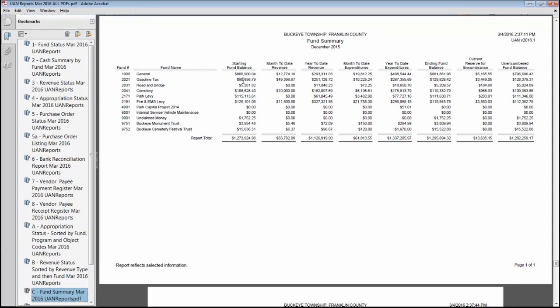So I can see what my fund starting balance was, what my month-to-date revenue, year-to-date revenue, expenditures, and ending fund balance. What are my reserves for encumbrances, or current purchase orders and blanket certificates, and what my current unencumbered fund balance is available to create new purchase orders and blanket certificates or for direct expenditures such as salary lines.